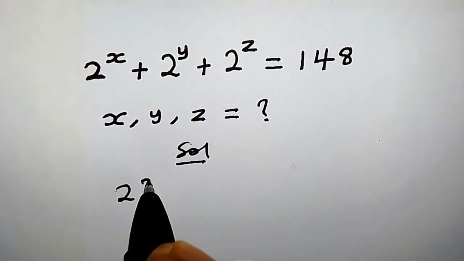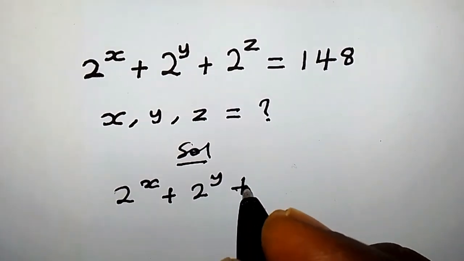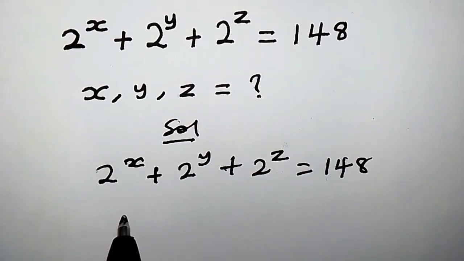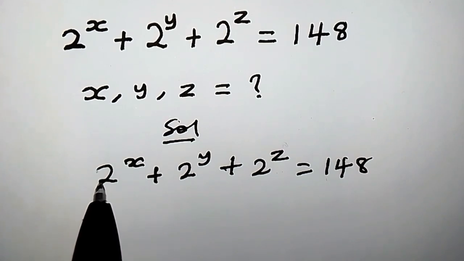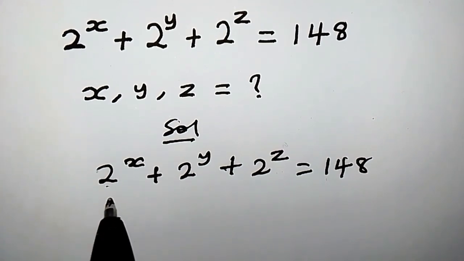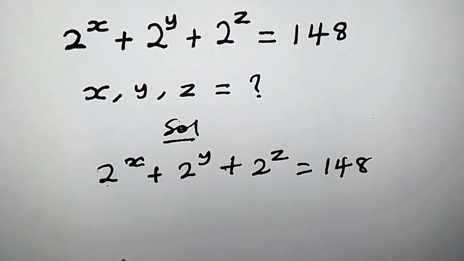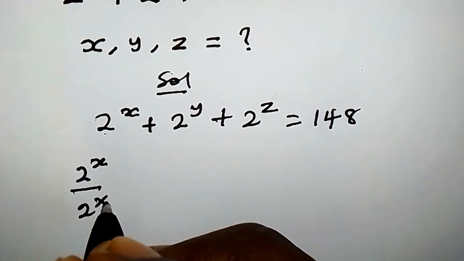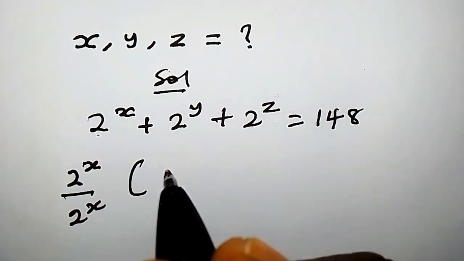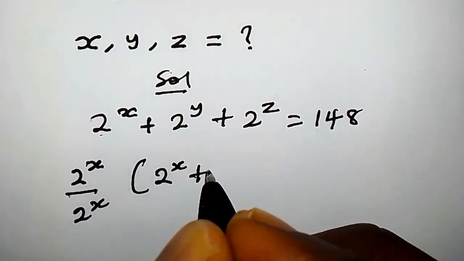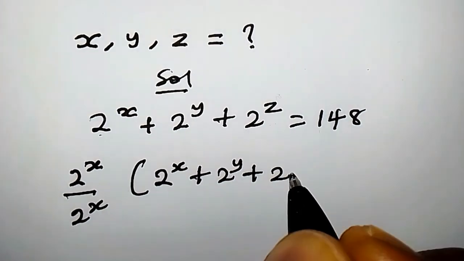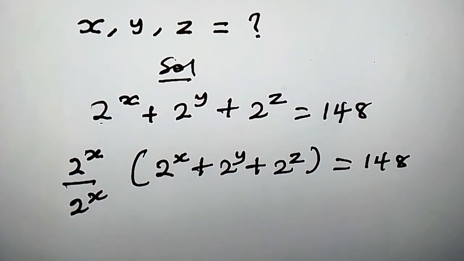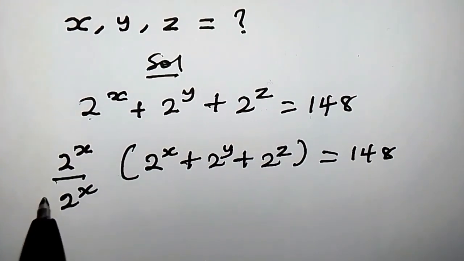We have 2 to the power of x, plus 2 to the power of y, plus 2 to the power of z, equals 148. The first step we are going to take is to multiply the left hand side by 2 to the power of x over 2 to the power of x. So, 2 to the power of x over 2 to the power of x times the left hand side, 2 to the power of x plus 2 to the power of y plus 2 to the power of z, equals 148. Nothing has changed because this divided by this gives 1.